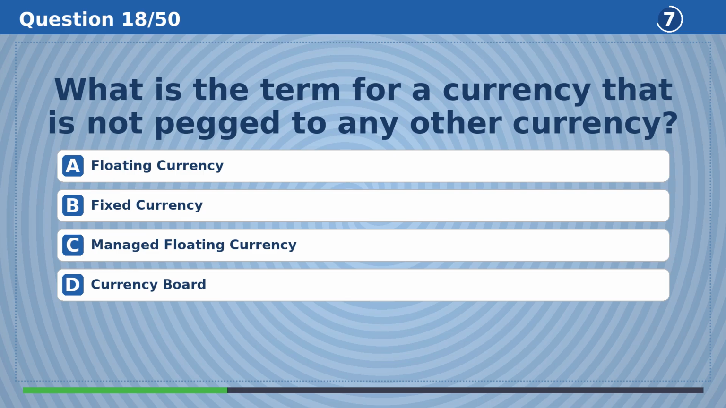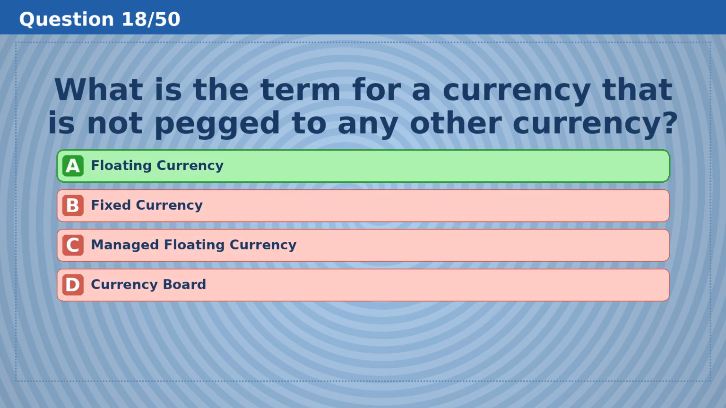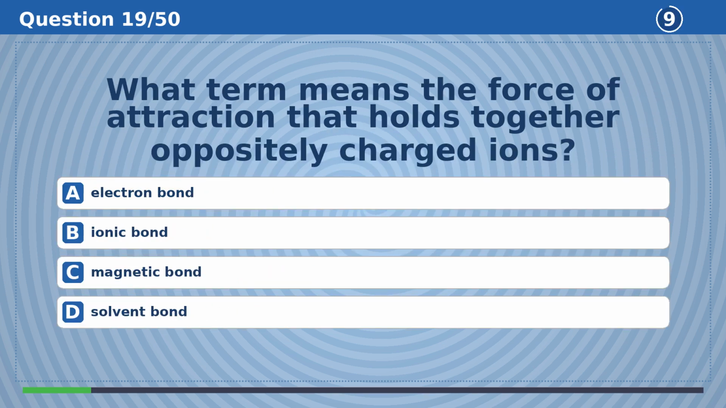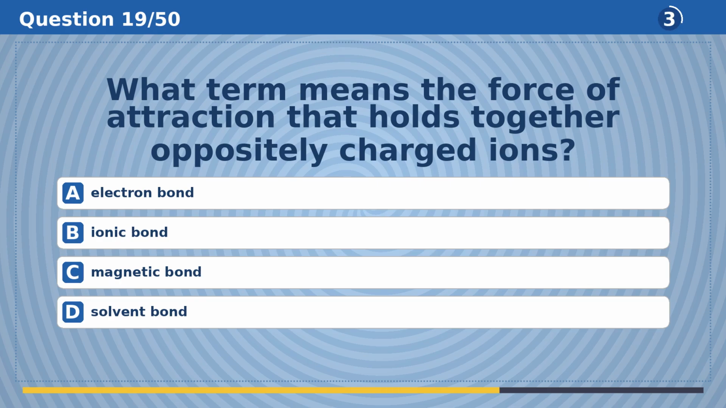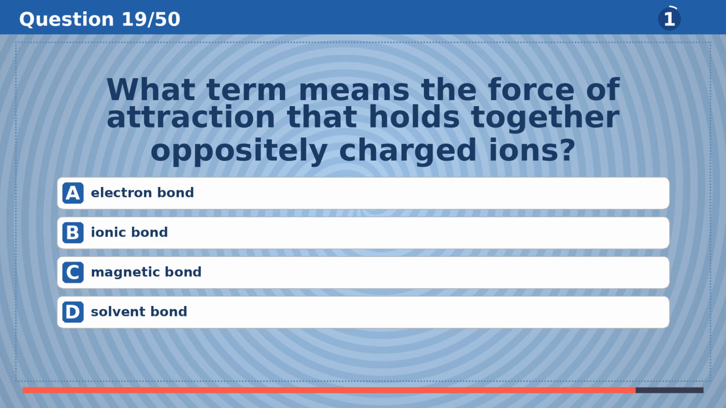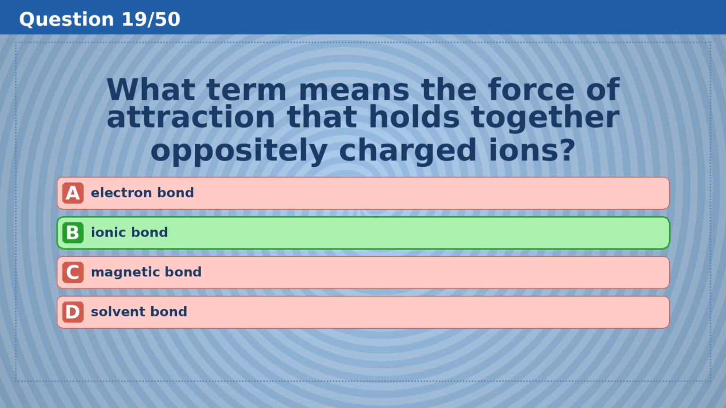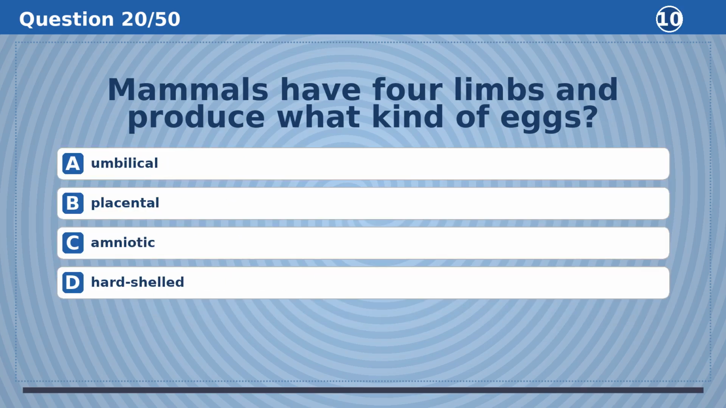What is the term for a currency that is not pegged to any other currency? The answer is A. Floating currency. What term means the force of attraction that holds together oppositely charged ions? The answer is B. Ionic bond.